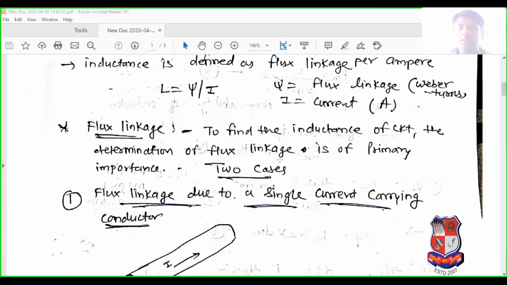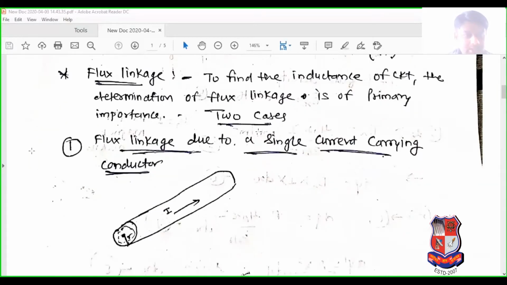To calculate the flux linkage, we have 2 cases. We shall discuss the 2 important cases of flux linkage. Start with the first case: the flux linkage due to a single current carrying conductor. As shown in the figure, if you cannot see my figure properly, you can go through the book.